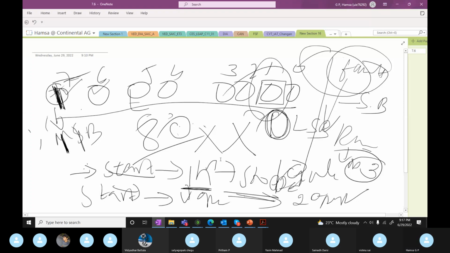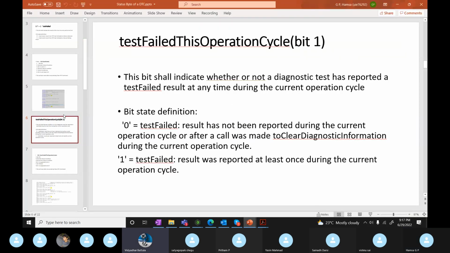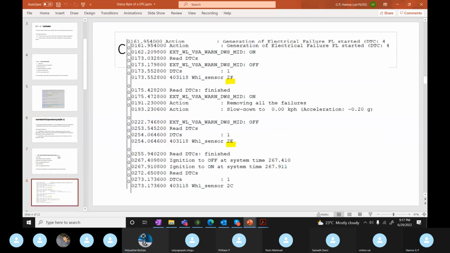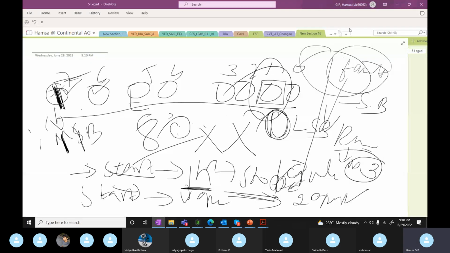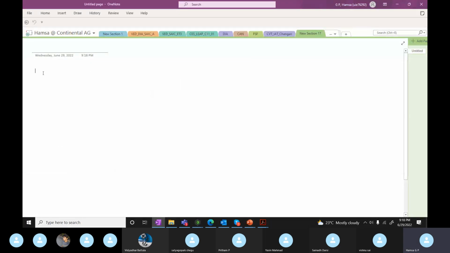Clear? Yeah. So the second bit is pending DTC. So what the name says? I'll just finish off this status byte so that the 19 service will be getting over.